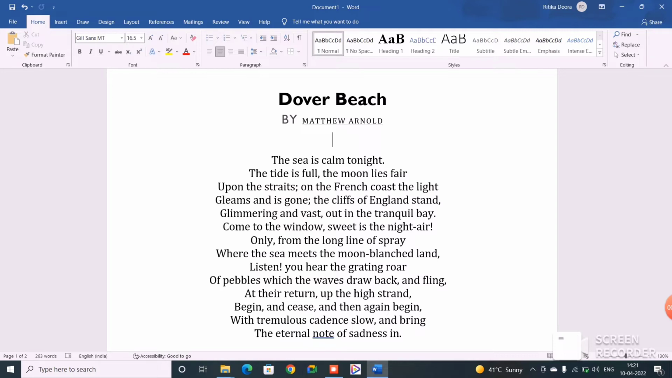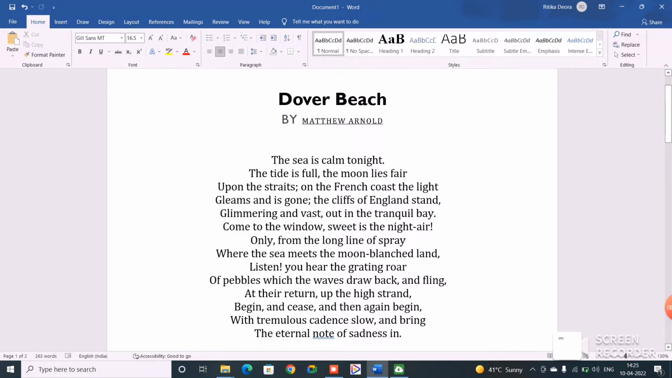And the next important thing is that this poem starts with a very beautiful description of nature. But towards the end, it exposes the modern reality or the reality of the modern world. So we can say that this poem has a transition or a shift in mood. It begins with a description of nature, and later on it turns into a reflection of the reality of the modern world. Let us begin with the poem.